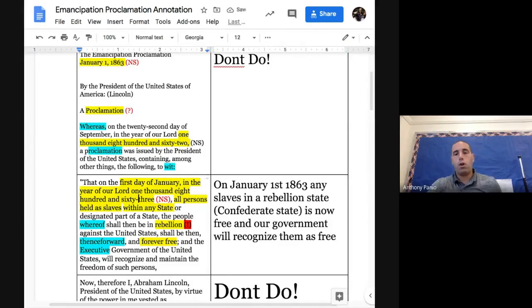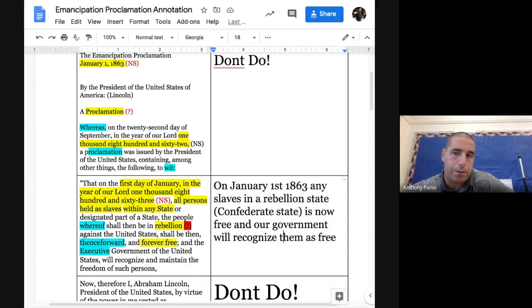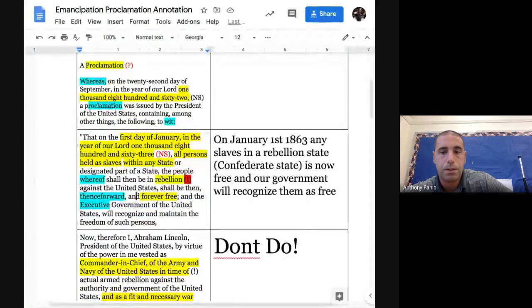So I took all of this, okay, and I broke it into this. Now, if the Emancipation Proclamation read like this on January 1st, 1863, any slaves in rebellion, state or Confederate state, is now free and our government will recognize them as free. That's a lot more straightforward than what you read here. So that's kind of the challenge. Okay? Let's make it easy because we got about 15 minutes.